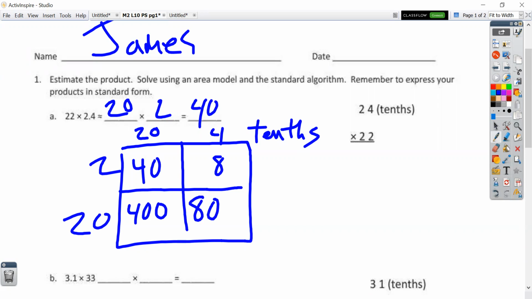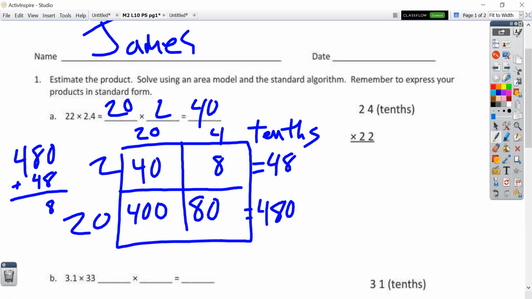The next one I'm going to make you do a little slower, so I'm going to pause and not do it for us. So I know that these are tenths. So let's go ahead and add 480 plus 48. Remember, if I'm going too fast, please pause me. This is 528 tenths, or 52 and 8 tenths.